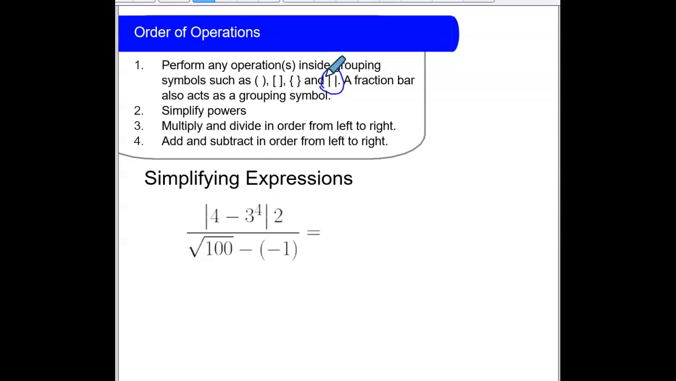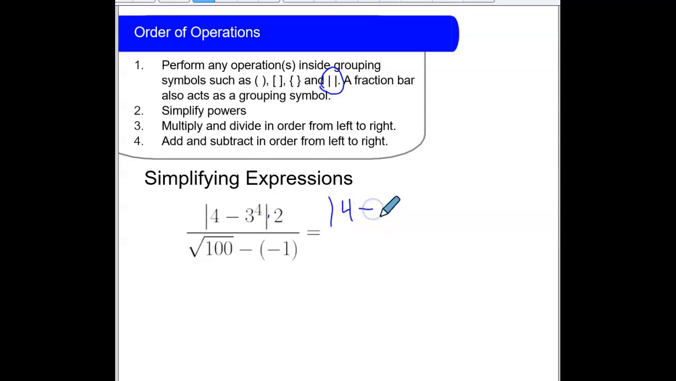So in this expression here, the absolute value of 4 minus 3 to the fourth, and then there's the 2 after that. Remember, that means whatever that absolute value is, we're going to multiply it by 2 over the square root of 100 minus a -1. So first I want to look in my grouping symbols. 4 minus 3 to the fourth. In that grouping symbol, what do I have to do? Do I subtract or do I raise to a power? And of course, we're going to raise to the power first.